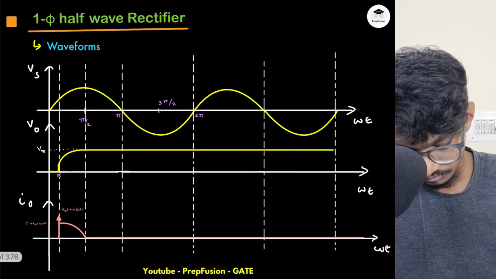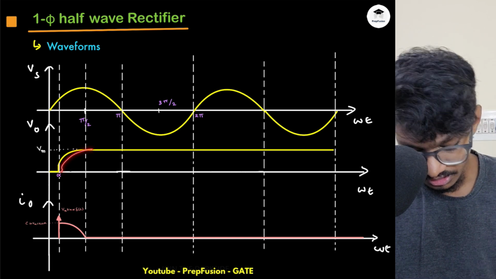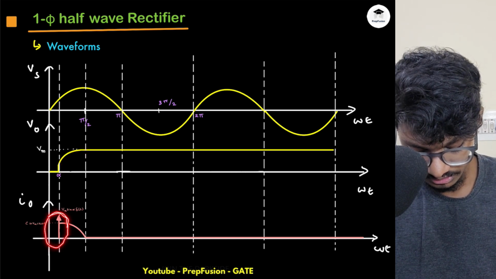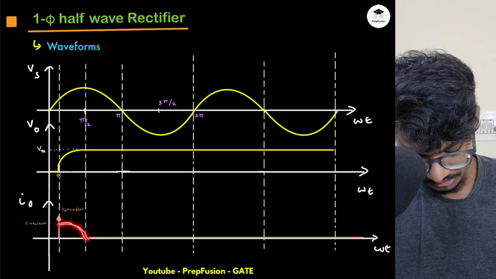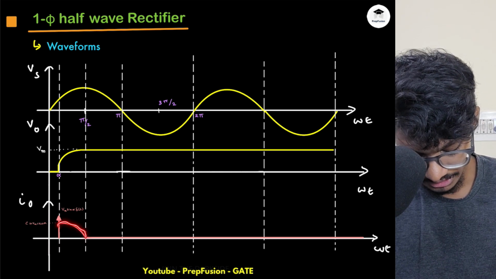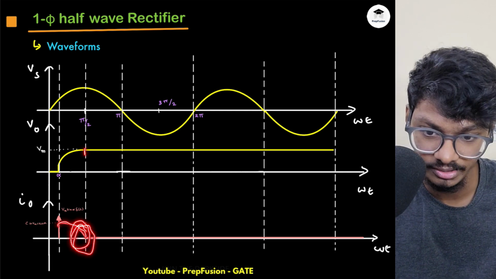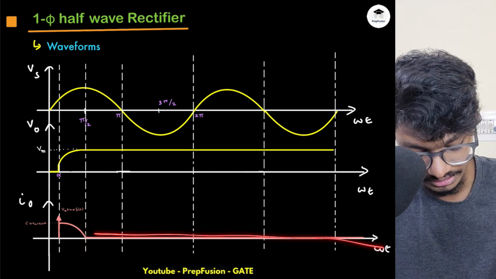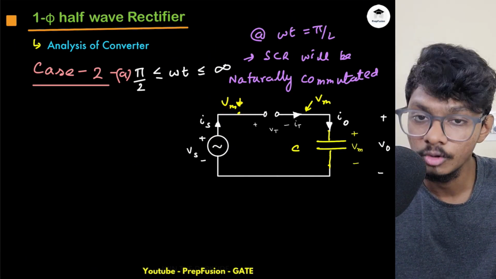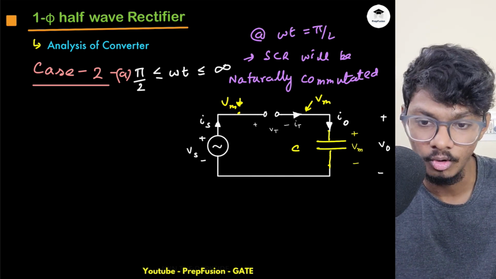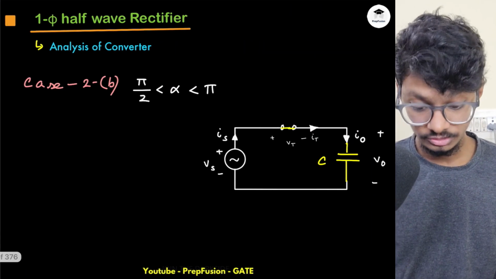So the waveform will be almost like the previous case. Just the difference is that there will be impulse current, and then the waveform will be something like this. The current will be reducing and here the current will be 0, and that's it. As soon as the current becomes 0, the SCR is naturally commutated and it is 0 forever because this node voltage can never go above VM. This will always be below or equal to VM, so that's why the thyristor is always in reverse blocking mode. Let's go to the next case.